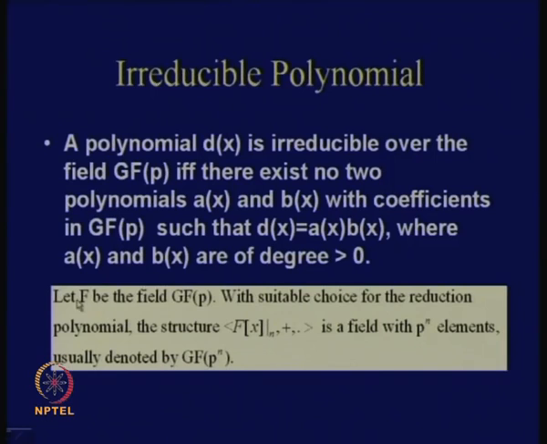So for example, let F be the field GF(p) with a suitable choice for the reduction polynomial. The structure F(x) suffix n, under the operations of plus and product, is a field with p to the power n elements, and it is usually denoted by GF(p^n). In case of AES, p is equal to 2 and n is equal to 8, and therefore we are talking about the field GF(2^8).